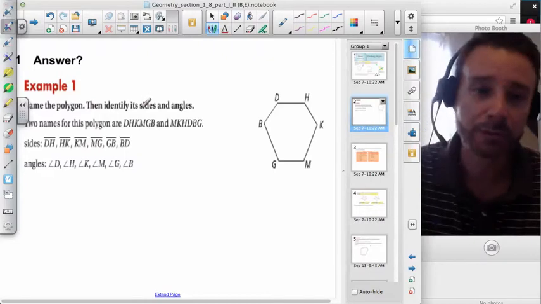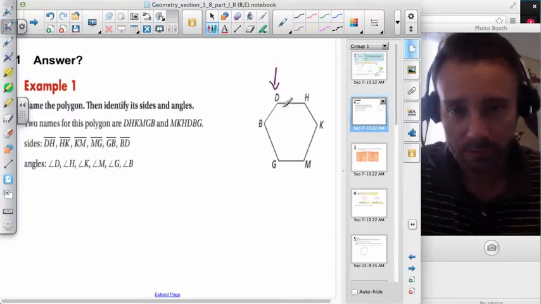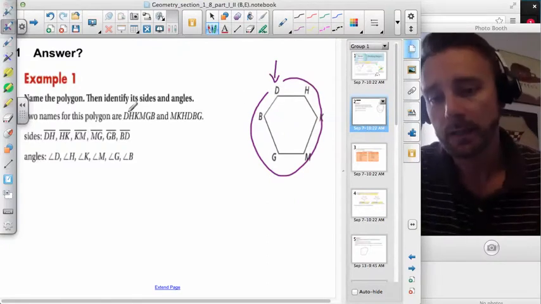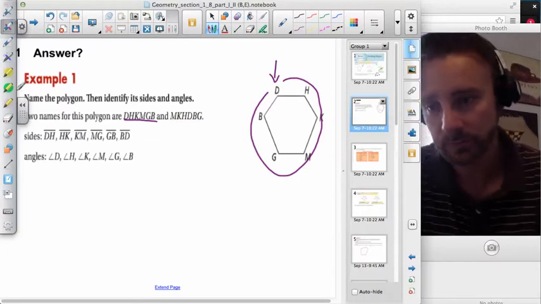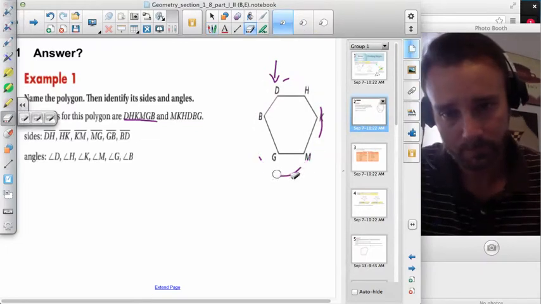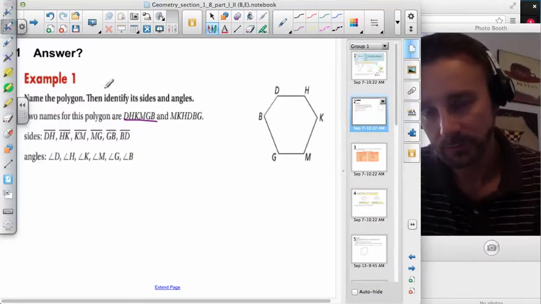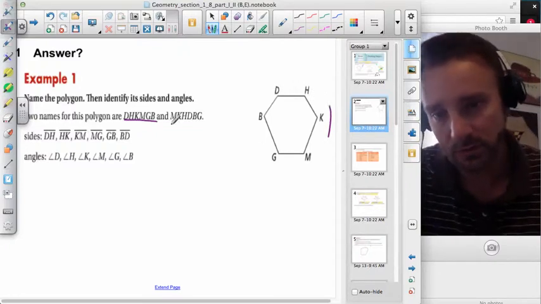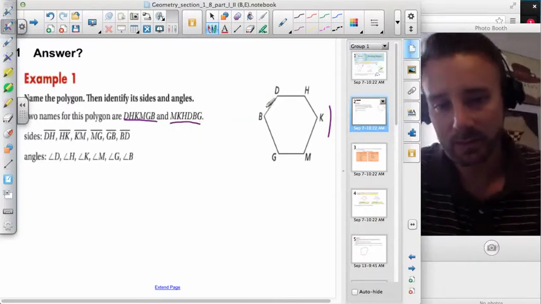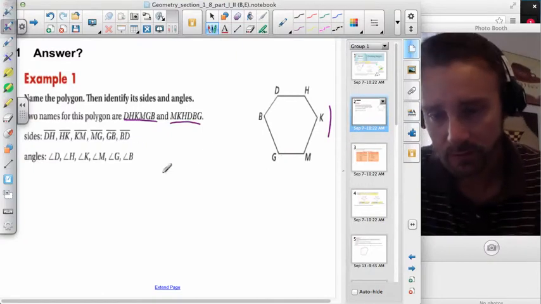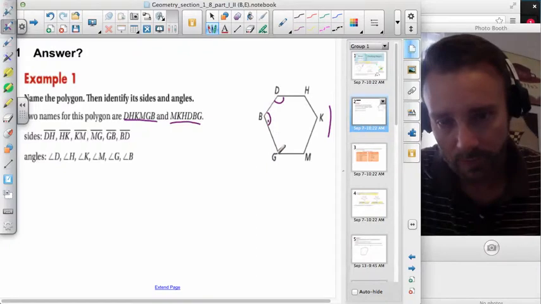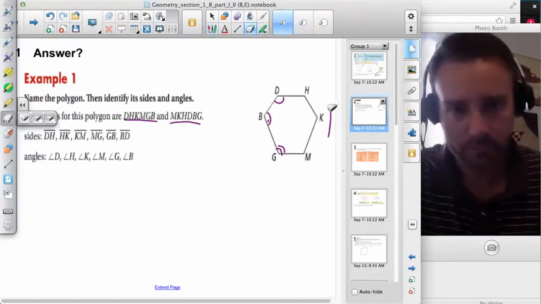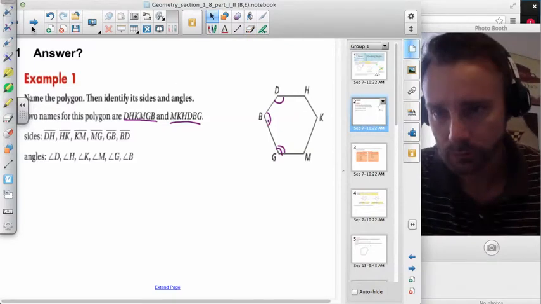So to name the polygon is pretty easy. You just start from one letter. Let's say I start from D, and I go in order of the vertices. This is one vertex, two vertices, right? So that could be a name of the polygon. I can start from the letter M and go in that direction. So MKHDBG, that's a name of this polygon. The sides are all the segments, so they're listed over here, and all these are the angles, right? And right now you don't know the measure of the angles and which ones are equal to which ones, and we will see that later on in the year. Okay, moving on to next.